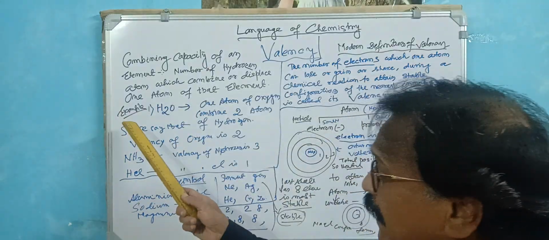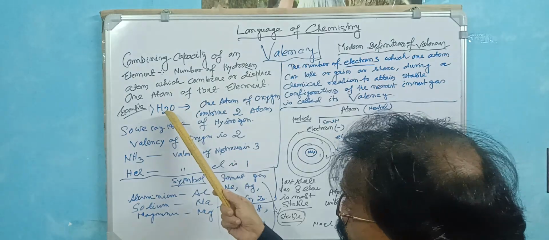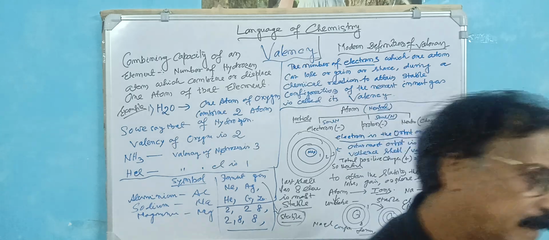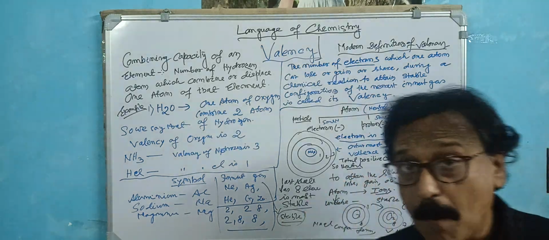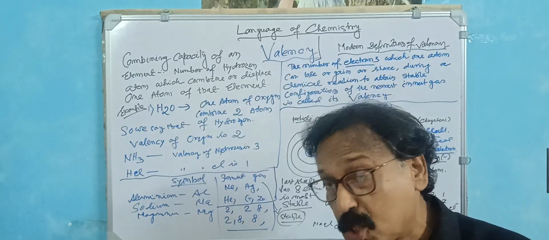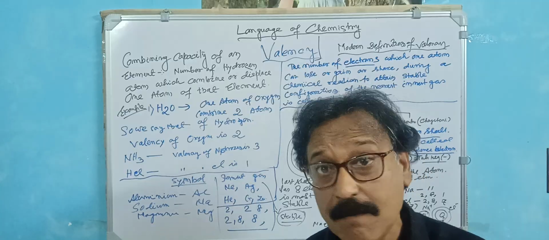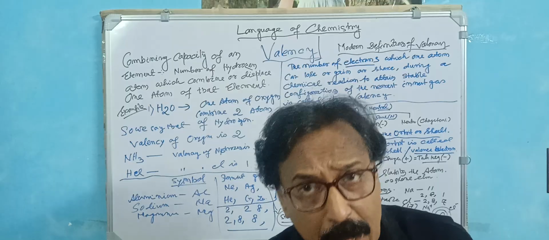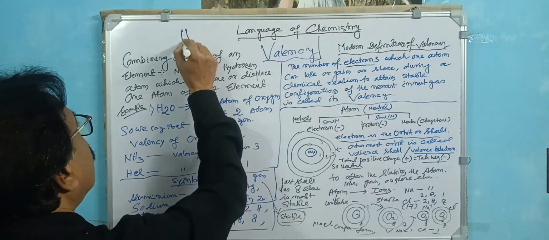Suppose the example H2O. What do you mean by this H2O? That means here one oxygen atom combines with two hydrogen atoms. The basic thing is this. Chemistry is a very understanding subject. If you understand properly from the starting, you get a deep idea of chemistry. So here is H2O. But why? Why not HO?